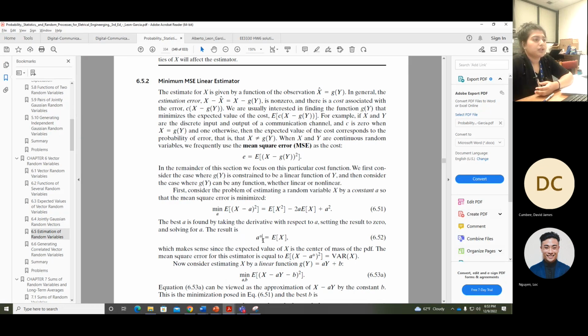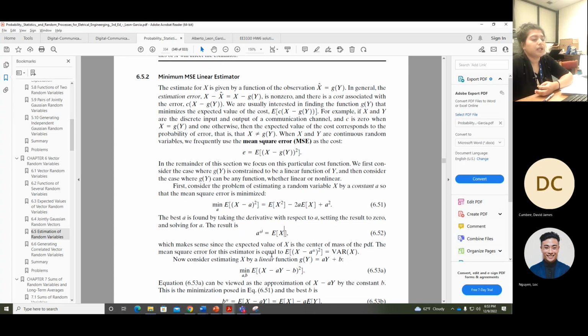So let's go back. That's what you have in here. A star is whatever you find out, and B star will be, again, you put in X minus AY minus B, and then you have that in squared terms. So you have to minimize that with respect to B. First, minimize that with respect to A, then put in whatever A star you have.